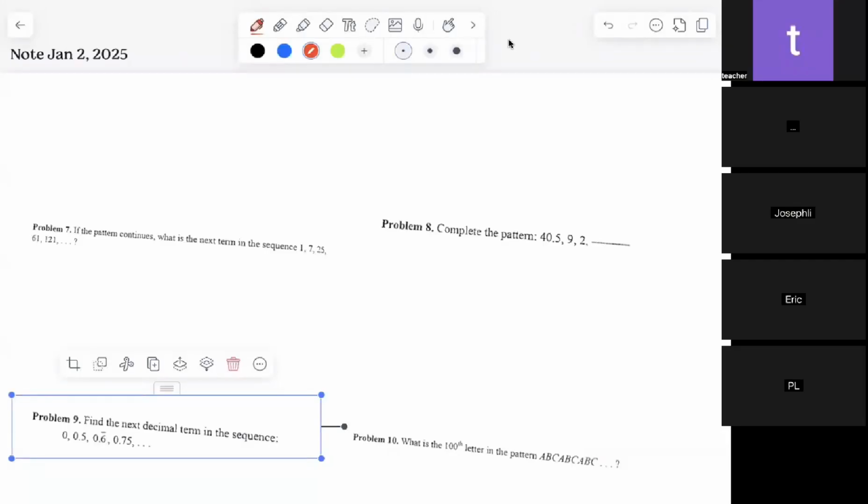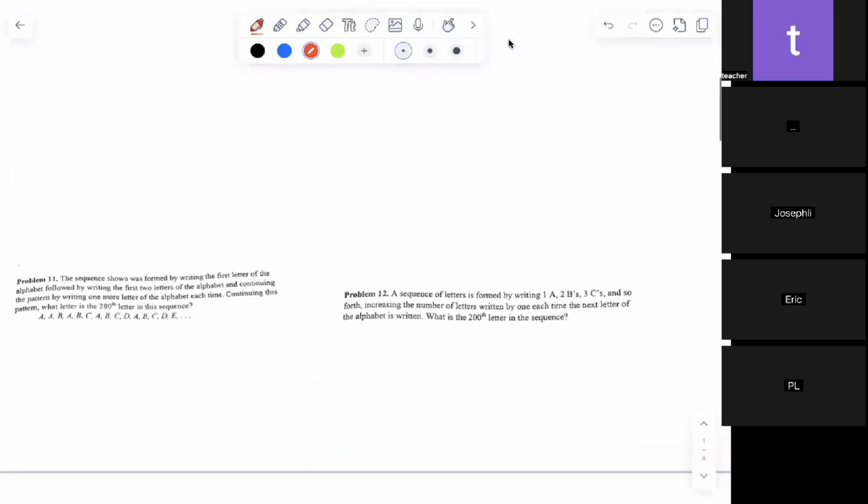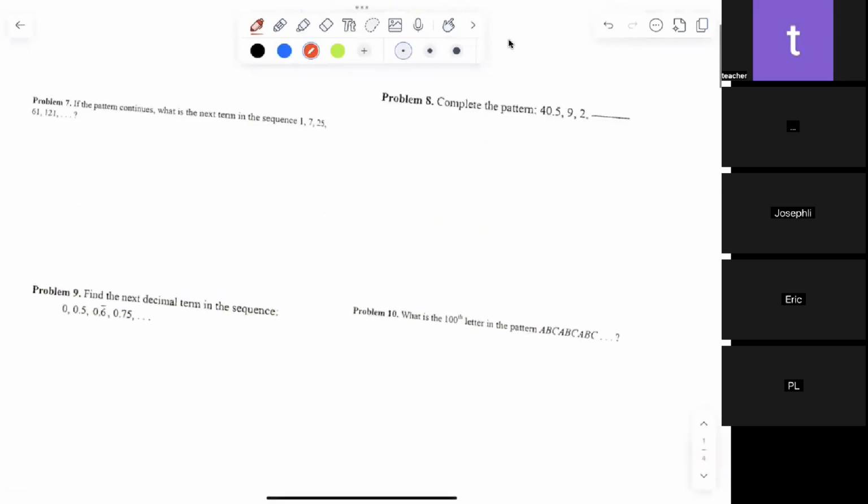Let's get started. So let's solve the homework, which was problem 7 to problem 12. First off, we have problem 7. If the pattern continues, what is the next term? 1, 7, 25, 61, 121. What do you see is an obvious pattern?